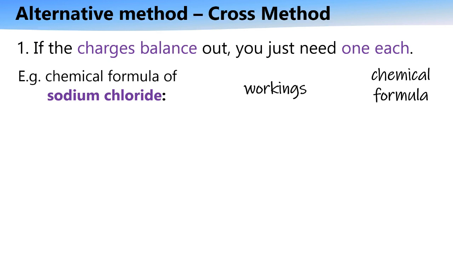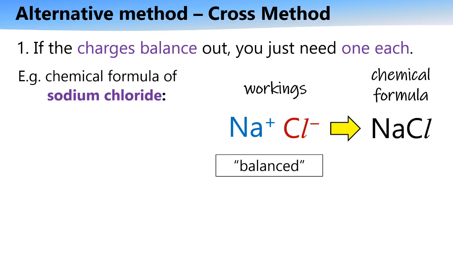For this method, we will have workings and then we will determine the chemical formula. So looking at sodium chloride, we must find out what are the ions inside. If you look at the periodic table or the table of the ions that I shared with you, sodium would be Na plus and chloride will be Cl minus. Since the charges balance out, plus and minus, I just need one each. So I get NaCl.